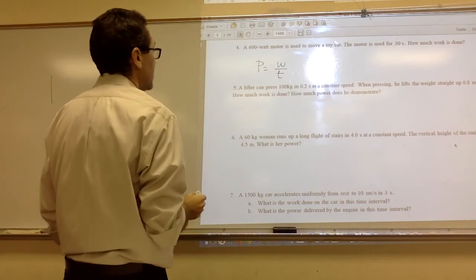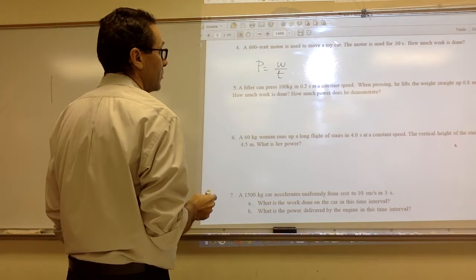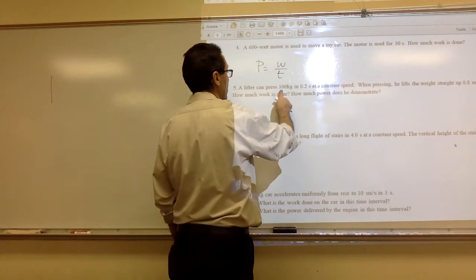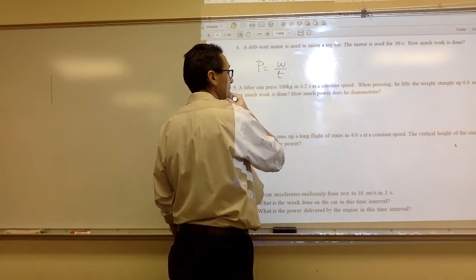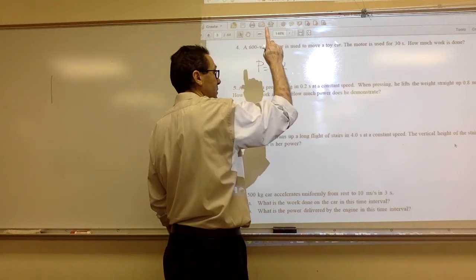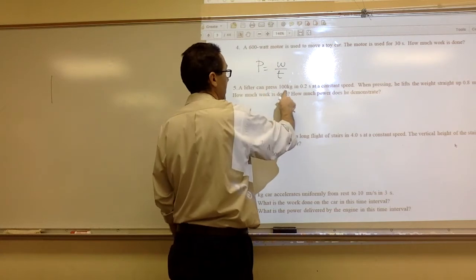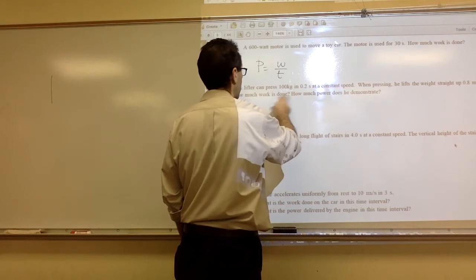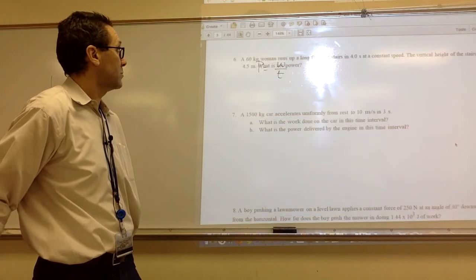A lifter can press 100 kilograms in 0.2 seconds at a constant speed. When pressing, he lifts the weight straight up 0.8 meters. How much work is done? The force that you're going to apply here is equal to the weight of this 100 kilograms, which is 100 times 10. That's the force. You're moving up, the force is up. You are looking at the force the lifter is applying, not the force of gravity. So it's going to be 1,000 times 0.8. To find the power, you just divide that by the time. These are considered extremely easy problems.